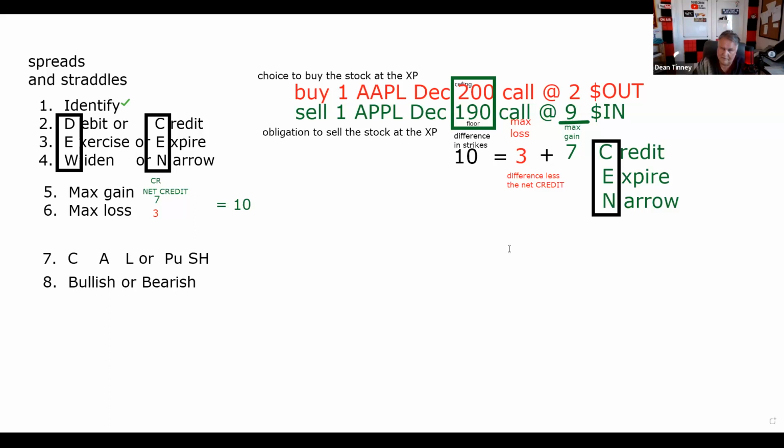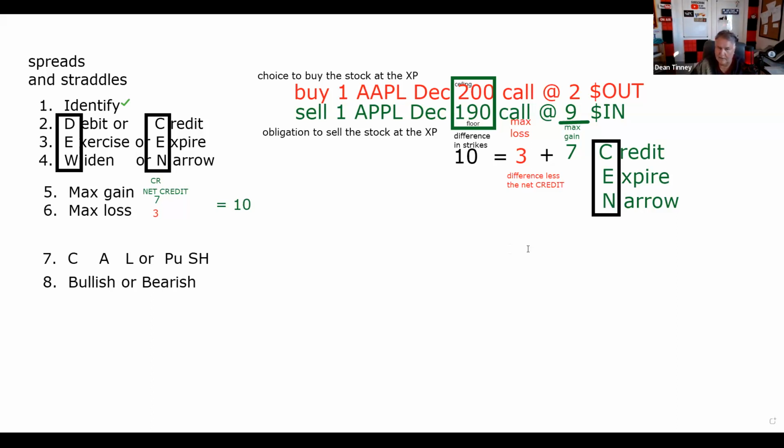I've collected 7. I can lose 3. By the way, making 7 and losing 3 is a much better risk-reward trade-off. Right? This is a sign that somebody who does a naked call is stupid, because why would you want to do a naked call and make 9 and lose unlimited sums of money?